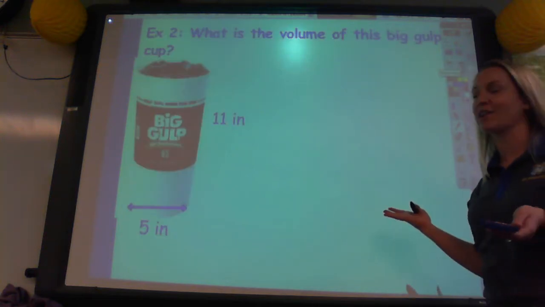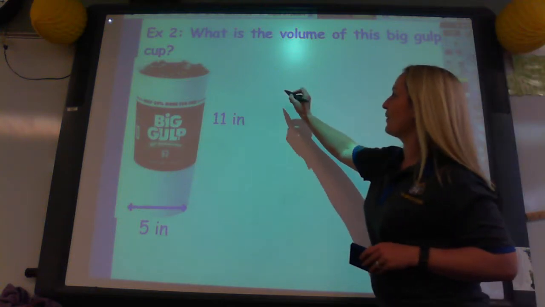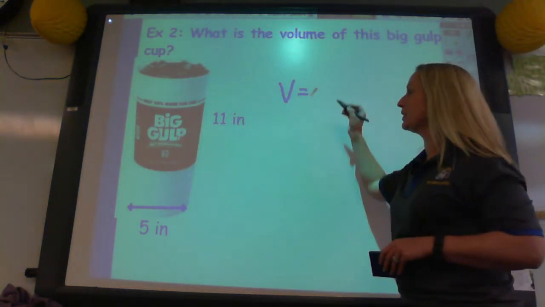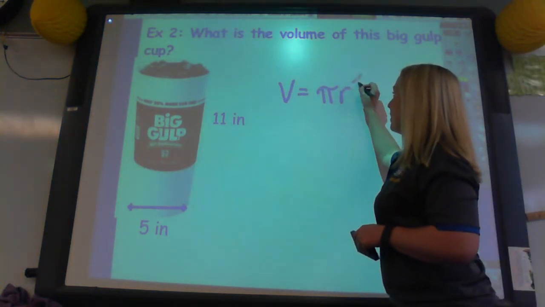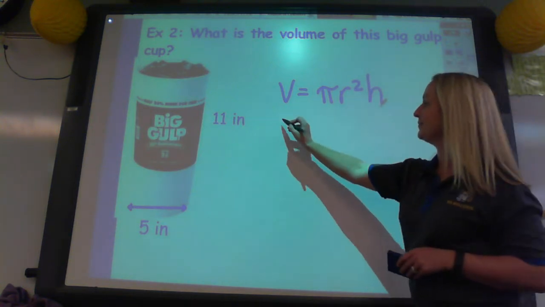Of a drink in a styrofoam cup with crushed ice. So, same thing. We want to fill it up. We're looking for the volume. Pi r squared times the height.